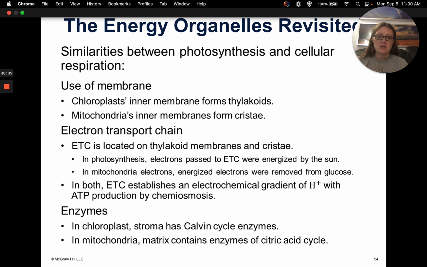In photosynthesis, we're using energy from the sun. In cellular respiration, we're using NADH and FADH to push those hydrogen ions through by releasing those electrons. There are different enzymes as well. In the chloroplast, the stroma has the Calvin cycle enzymes, and in the mitochondria, the citric acid cycle has enzymes as well that help with the reactions. So those two cycles are very similar in what they're doing.